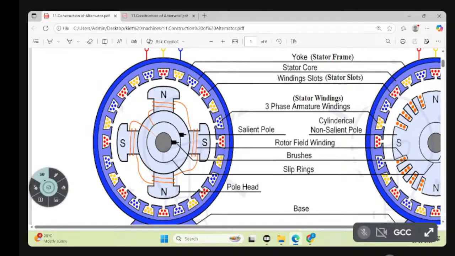So, what is the difference between DC generator and AC generator? We interchange their locations. In DC generator, the field is available in the stator. Field means north pole, south pole, north pole, south pole is available in the stator in DC generator. Whereas in AC generator, the field is available in the rotor.